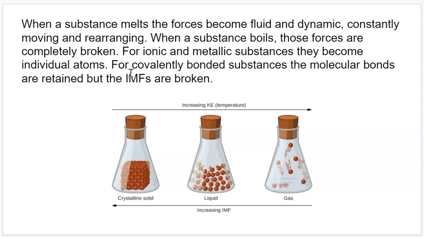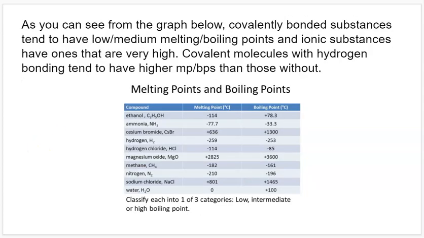And then once we eventually turn a liquid into a gas, it's going to be different depending on what kind of substance we're looking at. If it's a molecule, the intermolecular forces that are holding the molecules together are going to be broken, but the covalent bonds within the molecule are going to be retained. But for ionic and metallic substances, we're completely overcoming those ionic and metallic bonds. So if they become a gas, they usually just become individual atoms.